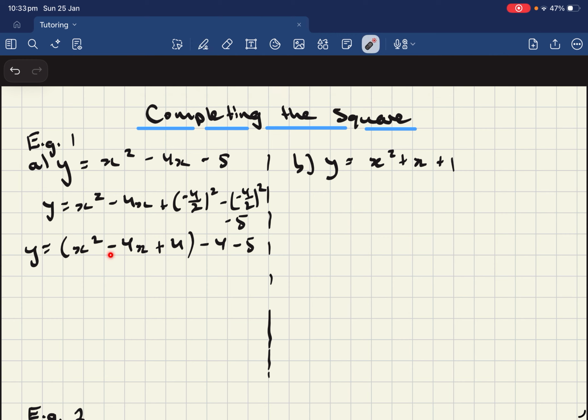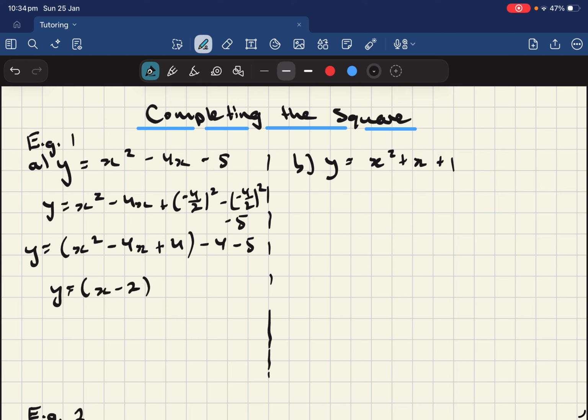So this part here is our perfect square. Remember this process of completing the square, when we halve this coefficient of b and square it and add it to this, this will give us a perfect square. It'll always factorize down to a perfect square. So this bit in the brackets will be x minus 2 squared. You can verify this using PSF if you'd like. And then minus 4 minus 5 gives us negative 9.